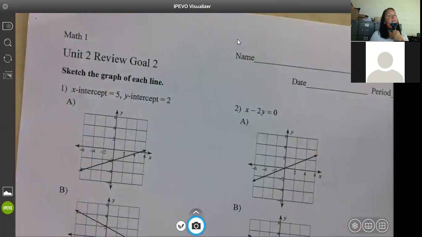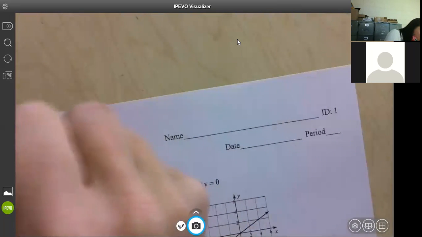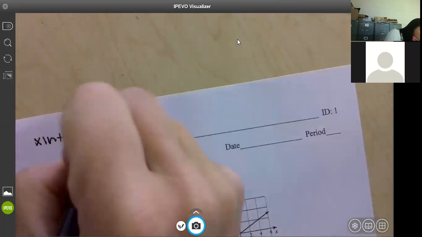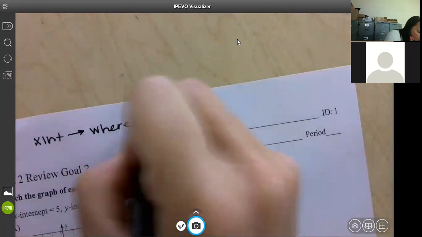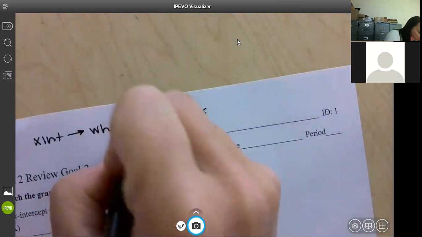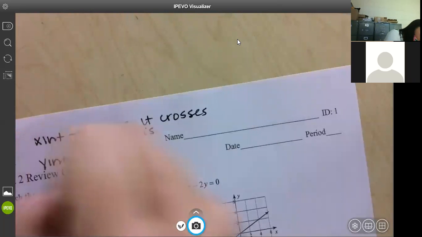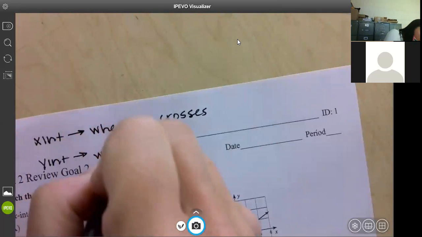So this one says sketch the graph of each line, and you're going to have to pick it out. Now, it's not always going to be A, B. It might be A, B, C, D, but I want you to get an idea. Remember, an x-intercept is where it crosses the x-axis, and the y-intercept is where it crosses y.